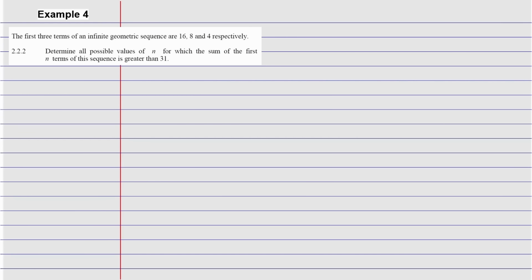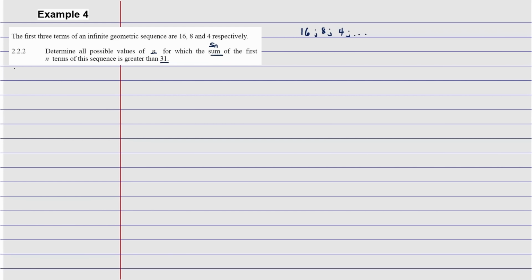So now let's do example 4. It says the first 3 terms of an infinite geometric sequence are 16, 8, and 4, and this is infinite. Then for 2.2.2, it says determine all possible values of n. We're looking for terms for which the sum, very important, meaning we're looking for S of something, S n, of the first n terms, is greater than 31.